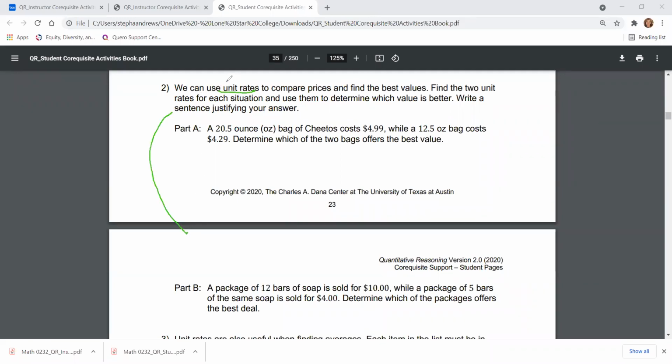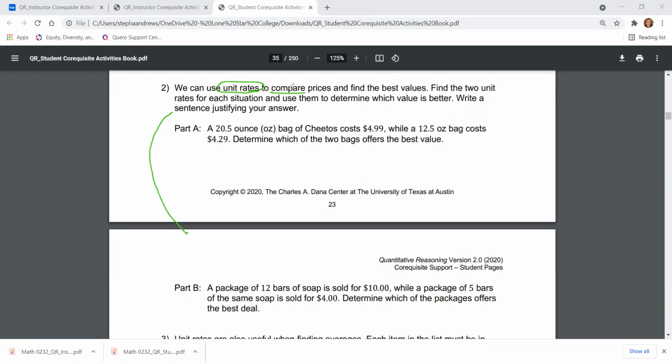You can use unit rates. And if you're still thinking, what are unit rates? Then go back and make sure you've got it on a flashcard or something where it's like, oh yeah, unit rate. That's the one that has 1 in the denominator. But they want us to use those to compare prices.